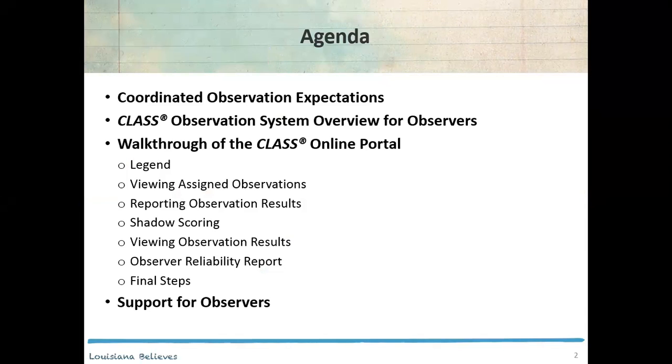We're going to start with looking at the coordinated observation expectation, and then we're going to switch over and do an overview of the class observation system. Then I want to do a walkthrough of the online portal, just kind of seeing what you can do, give you some examples. And we'll round up by talking through what supports exist for you as an observer.